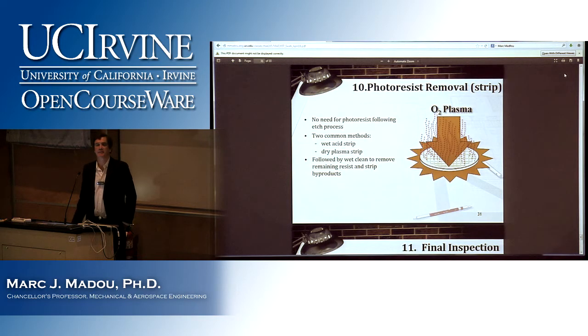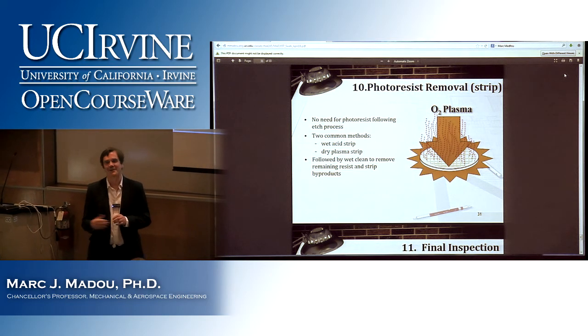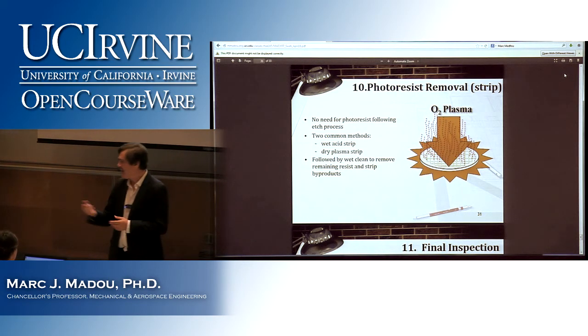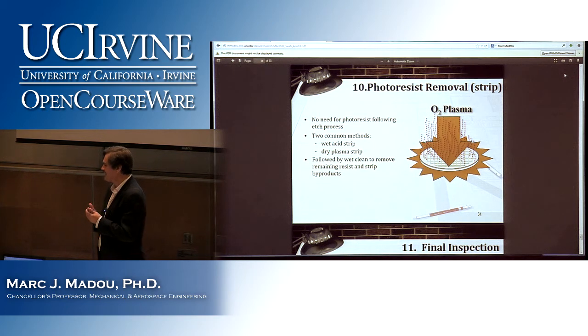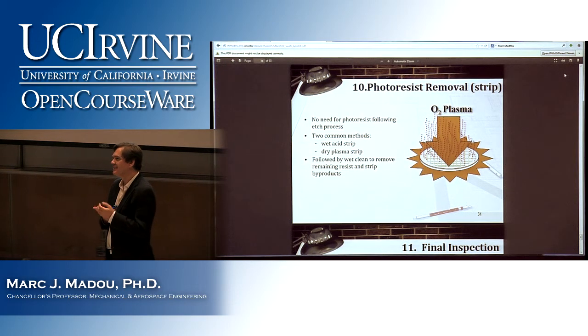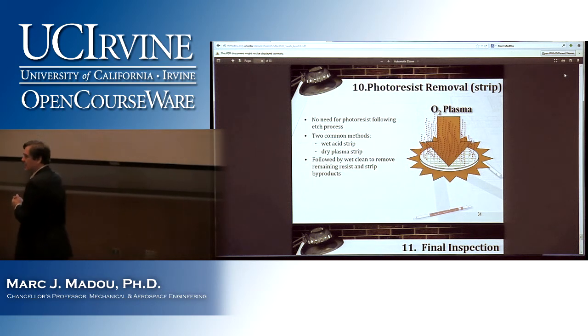So what is stripping? I'm going to ask the man in the audience. What is stripping? Removing the... what is it called? What are we removing in stripping? Photoresist, okay, good.